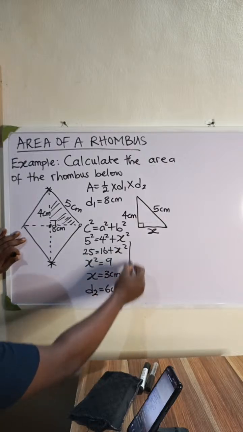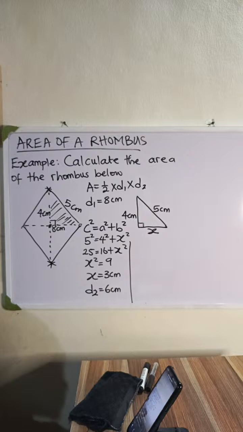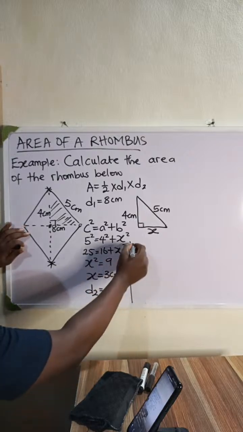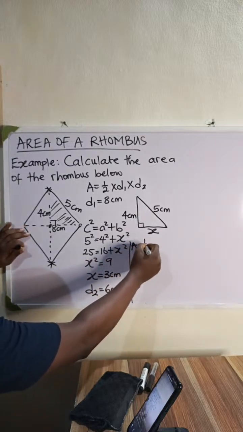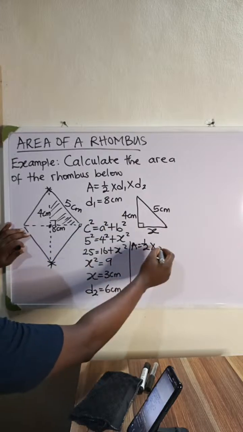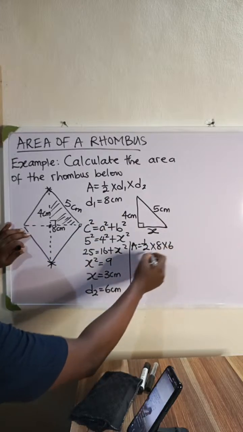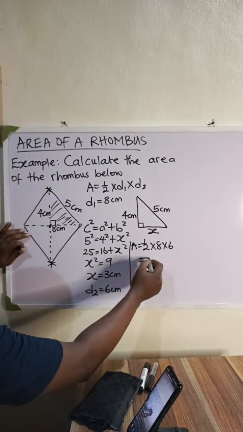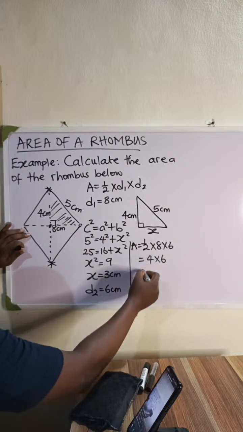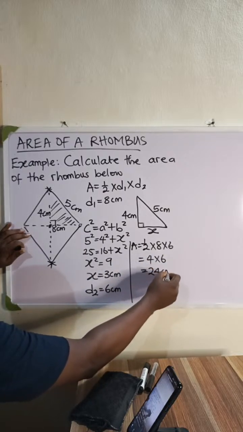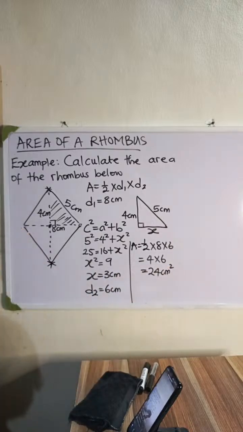So we have already solved this example before when we did the first example. So area is equal to half times 8 times 6, which is 4 times 6, which is 24 centimeters squared. So it's just the same example.